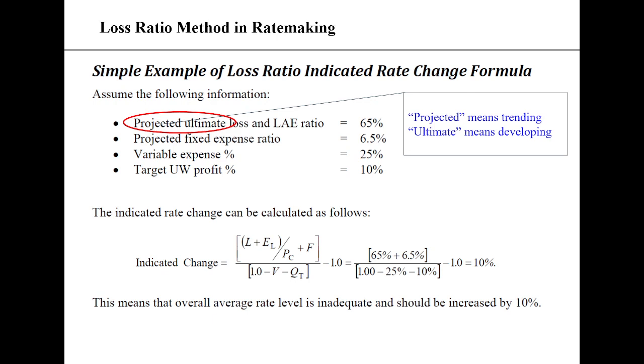I just want to point out that when it says projected ultimate, projected means trending up to the future average accident date. And I'm gonna show the picture later on in more detail. Ultimate means developing. That's what we have already known. So there are two adjustments there to come up with the loss ratio.